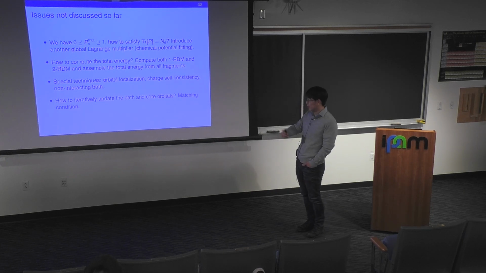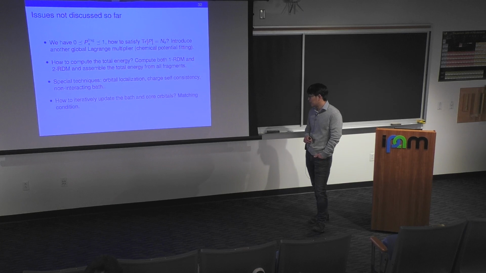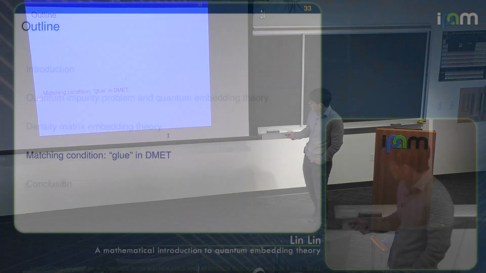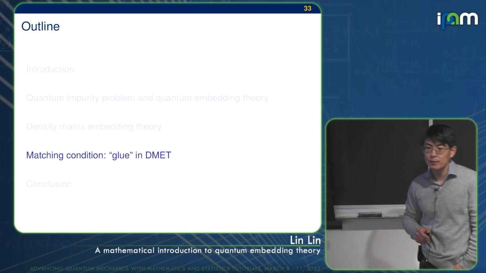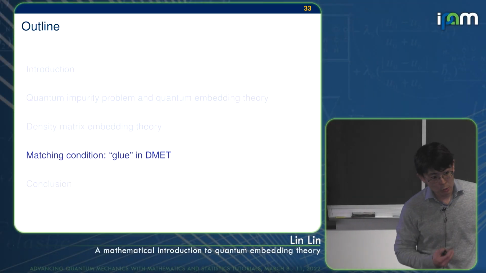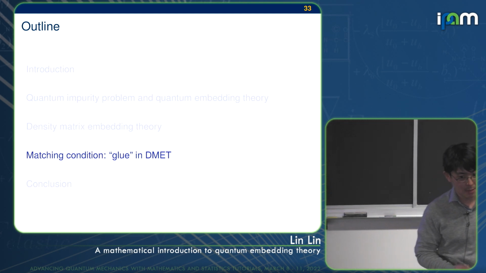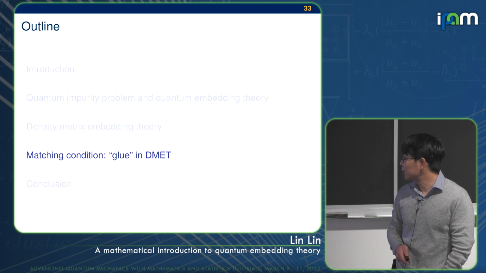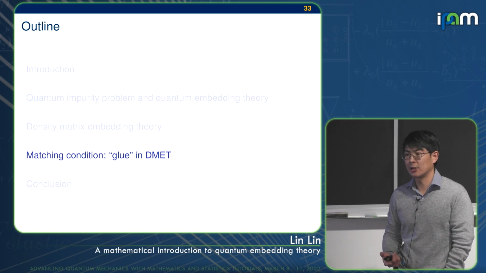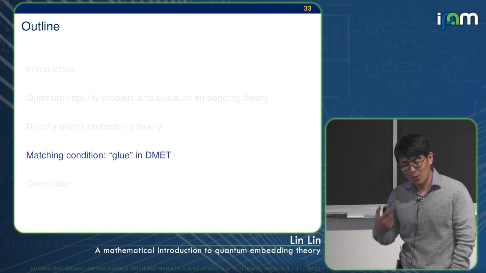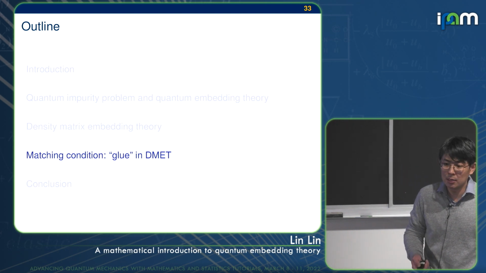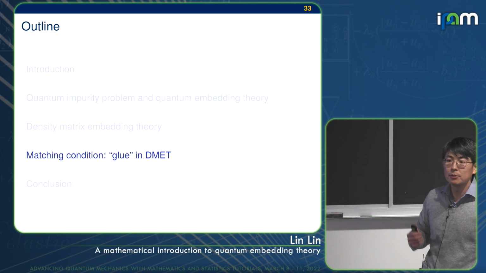So how do we iteratively update the bath and core orbitals? This requires some matching condition, which I will discuss in detail. This is the last part of the talk, which is, I hope, something that we can say mathematically, which is this glue part in the DMET. What's the matching condition? Is there any circumstance that the matching condition can be satisfied? Any question?